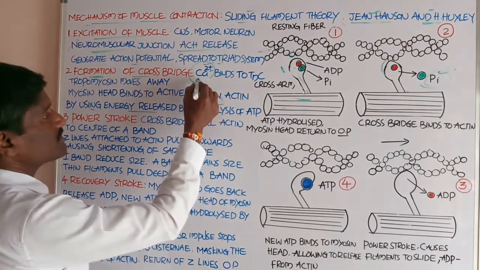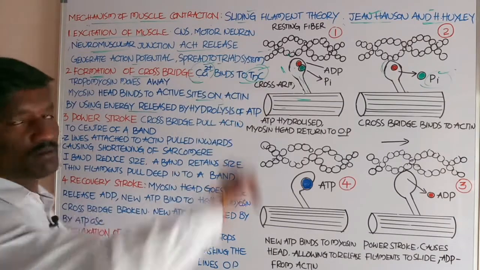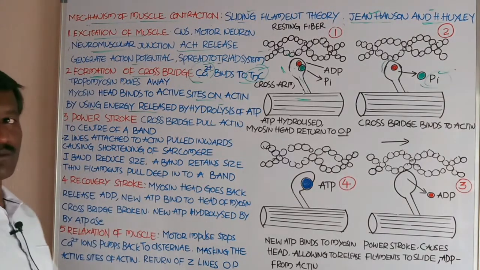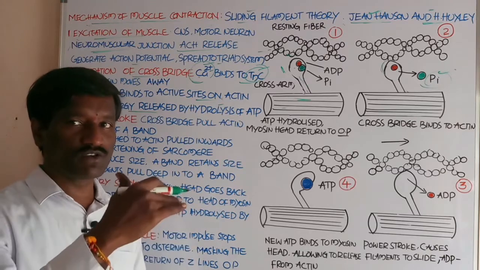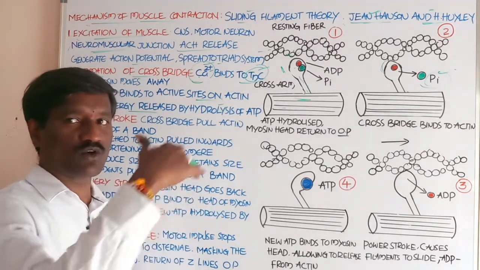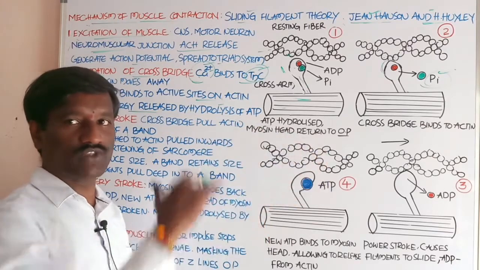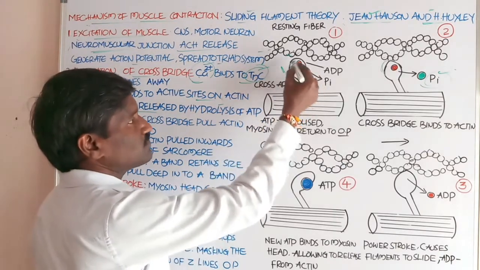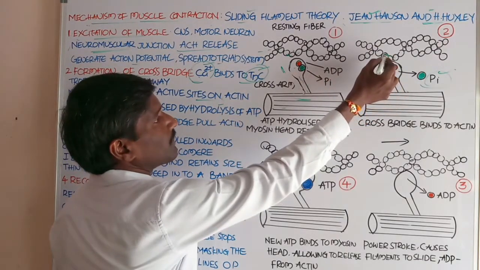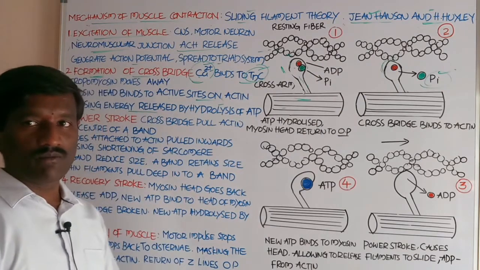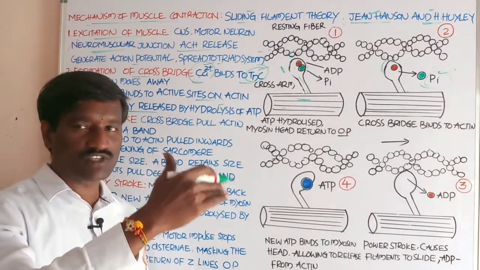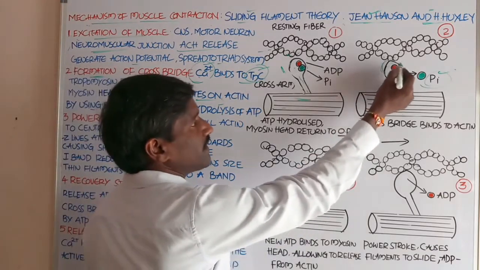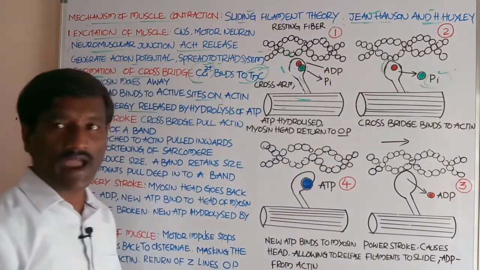Okay, student, when calcium ions bind to the TNC, which is the subunit of the troponin, at the same time tropomyosin moves away. Already you know about the tropomyosin, that it moves away from the active site of the actin. At that same time the myosin head binds to the active site of actin. When tropomyosin moves away, the active site of the actin is exposed to the myosin head, and at the same time the myosin head binds to the active site of the actin.